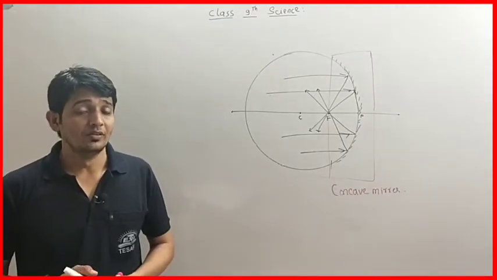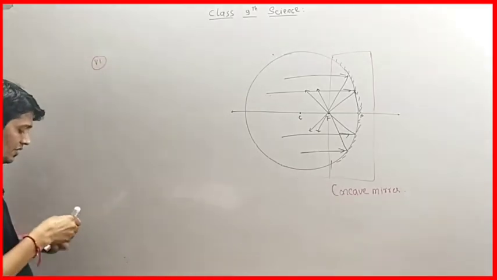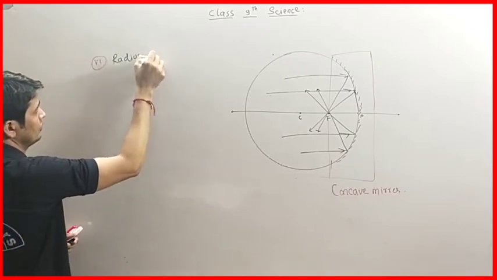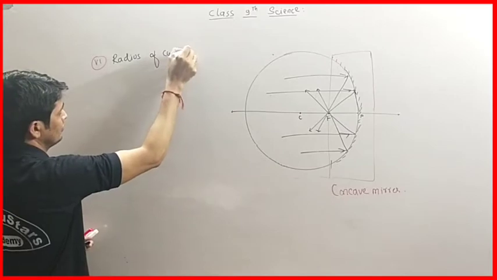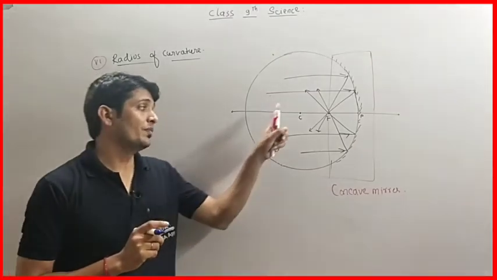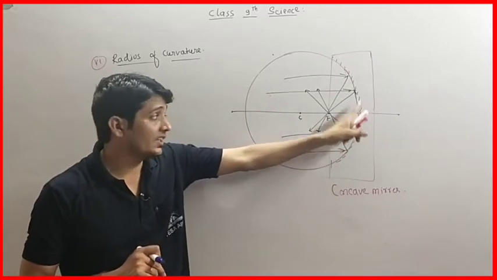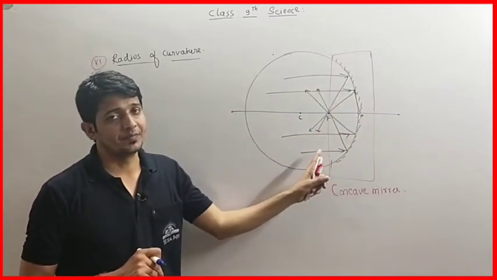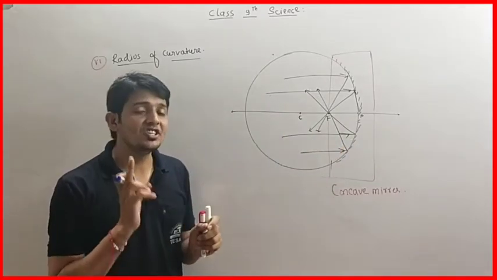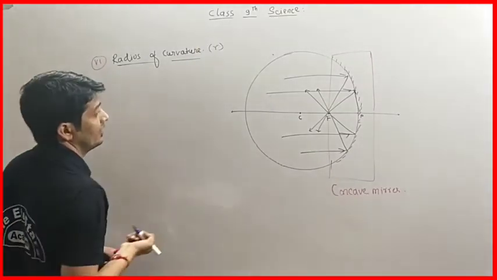Next concept we have the radius of curvature. Sixth one we have radius of curvature. It is the distance from the center of curvature to the mirror. आप पोल तक के भी ले सकते हैं, आप किसी भी पॉइंट के ऊपर ले लीजिए. ओके, सो मिरर से सेंटर ऑफ कर्वेचर तक का जो डिस्टेंस है, दैट डिस्टेंस इज कॉल्ड एज रेडियस ऑफ कर्वेचर एंड इट इज डिनोटेड बाय R.